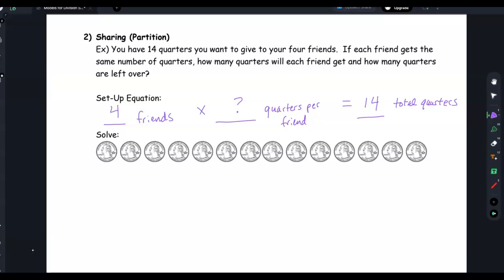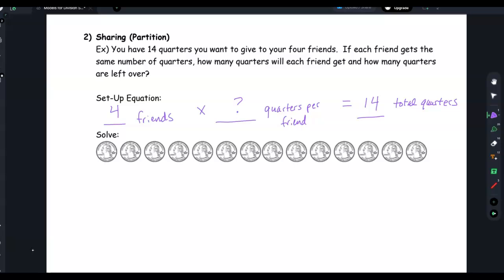So that's another way that I can tell: I don't know how many to circle, right? I don't know how many of these quarters to put in a group because I don't know the answer yet. So that's another way that you could tell. If you're able to put your objects into groups, that's a grouping problem. If you don't know yet how many go in each group, that's a partitioning problem. So if you think about this, what would I do if I actually had my 4 friends sitting in front of me and I've got these 14 quarters and they're waiting for these quarters to be distributed?